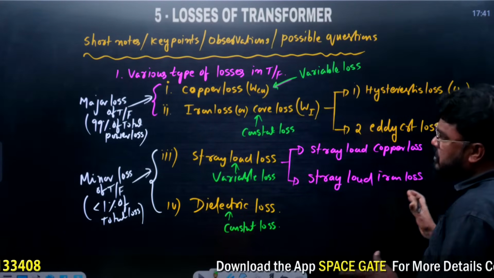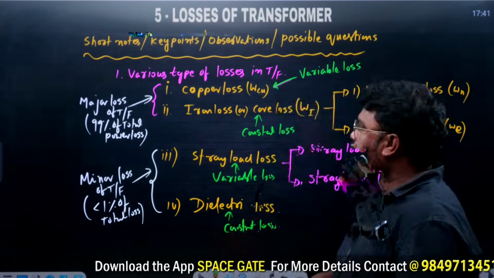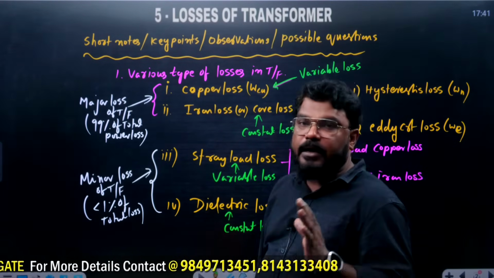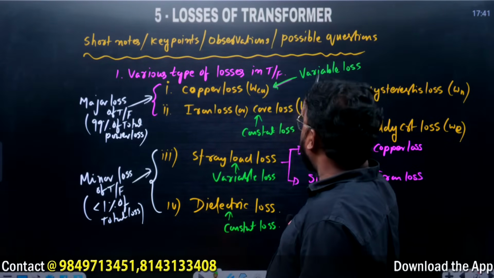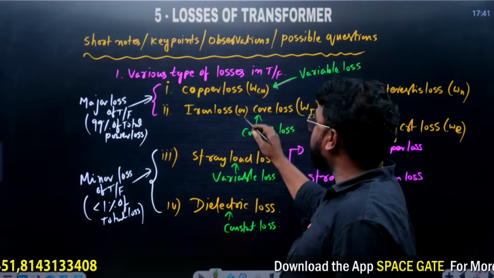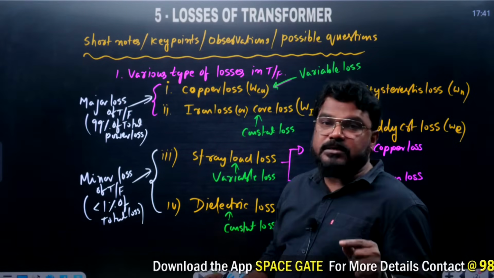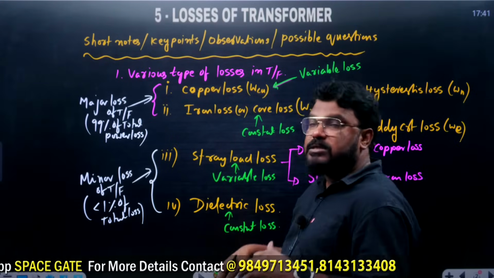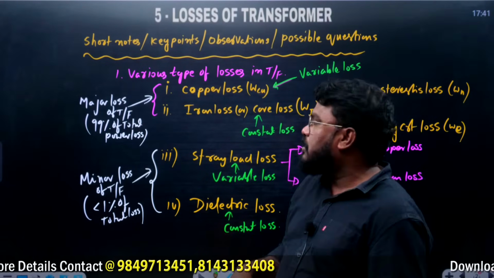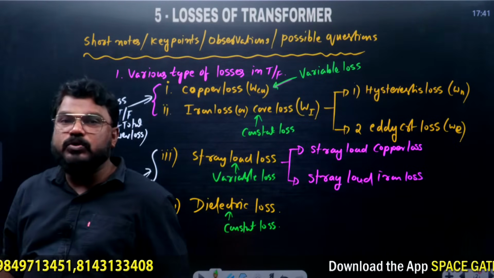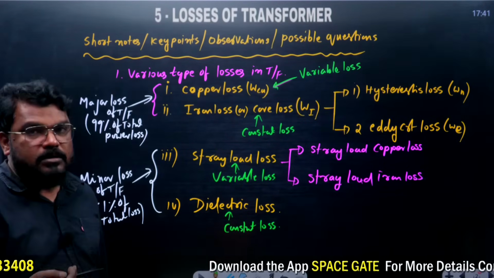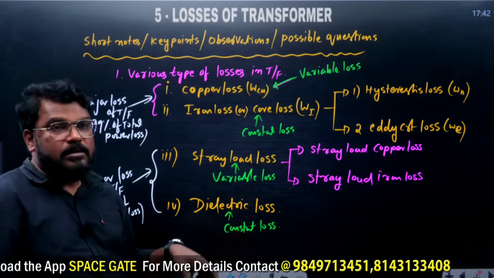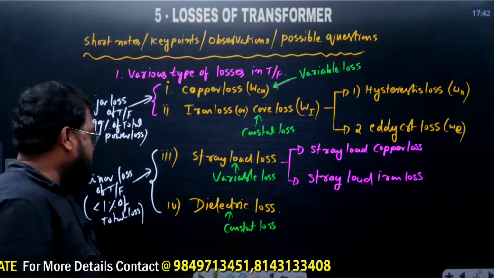So this was the discussion from the losses point of view. There are 4 types of losses: copper losses, iron losses, stray load losses, and dielectric losses. Total constant losses equal iron losses plus dielectric losses, treated as total iron losses, and copper loss and stray load losses are treated as total variable losses of the transformer. Sometimes we have a question: what are the variable losses in a transformer, what are the constant losses, what are the major losses, and what are the minor losses.